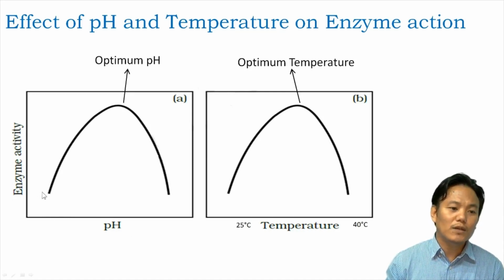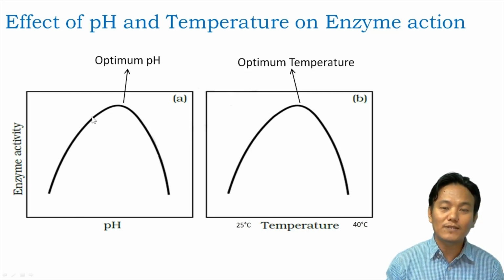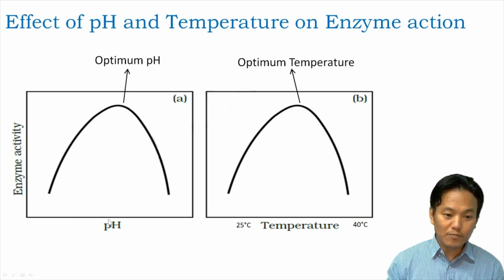So when the pH is really very low, right? The enzyme activity is also very low. As the pH increases, the enzyme activity increases and it reaches a peak, right? And this particular pH level at which the enzyme activity reaches its peak is called the optimum pH. This is called the optimum pH.